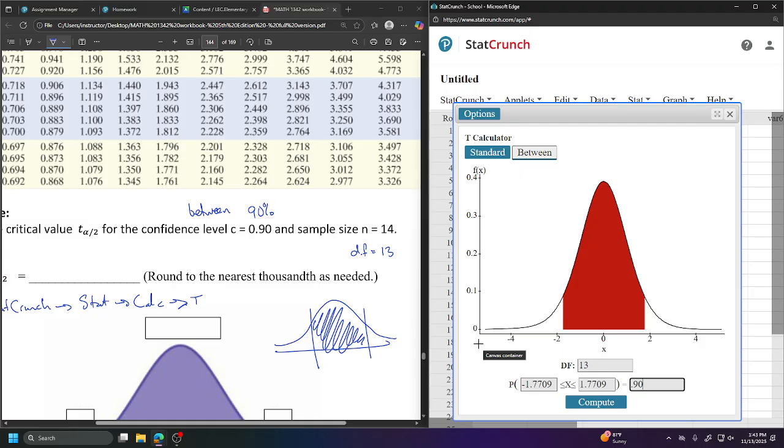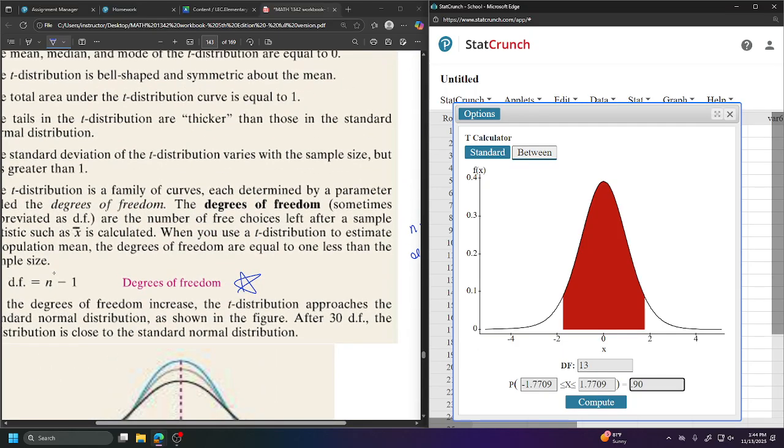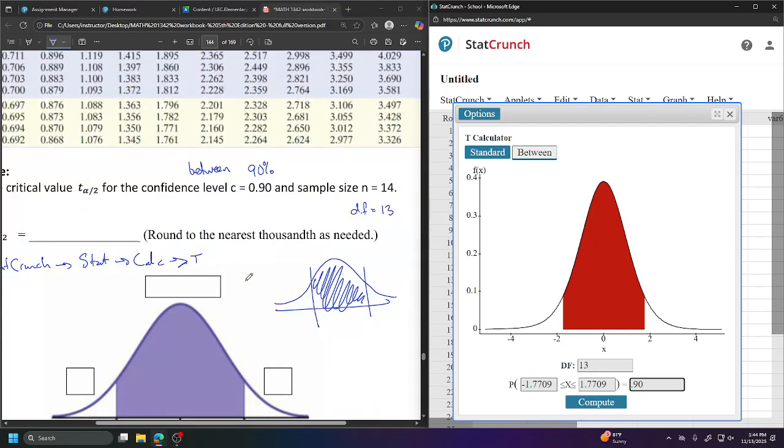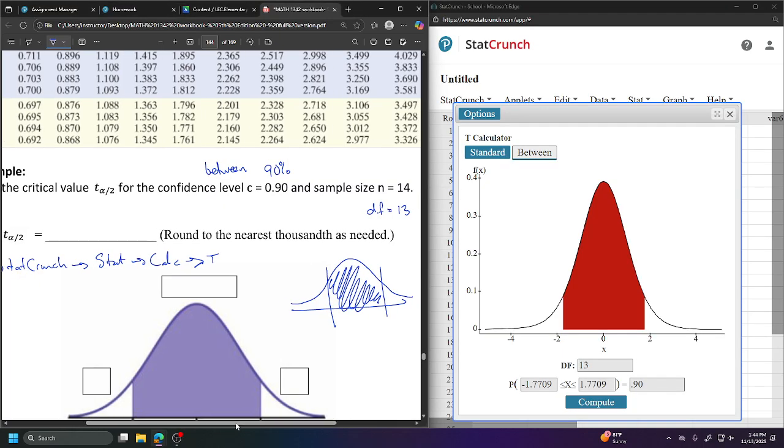Because it's n minus 1, notice that it was 14. The formula is very straightforward. The formula is literally just sample size minus 1. And that's the one thing we have to use. That's a little weird, but it gives you the answer immediately. So 1.7709 is the answer they're looking for. Nearest thousandth, I think, is just 1.77. But that's it. That's all we have to do with that one.